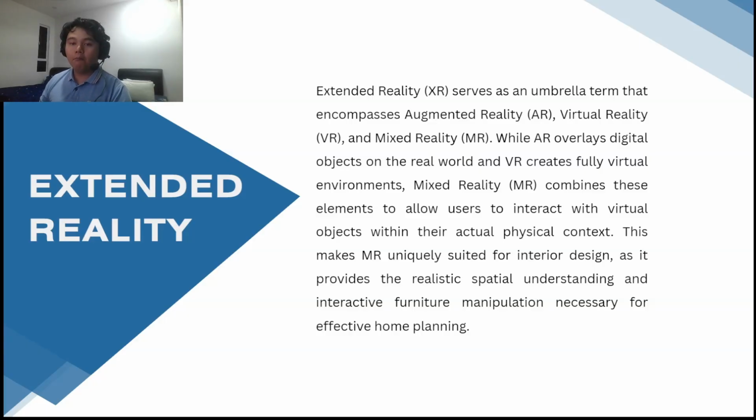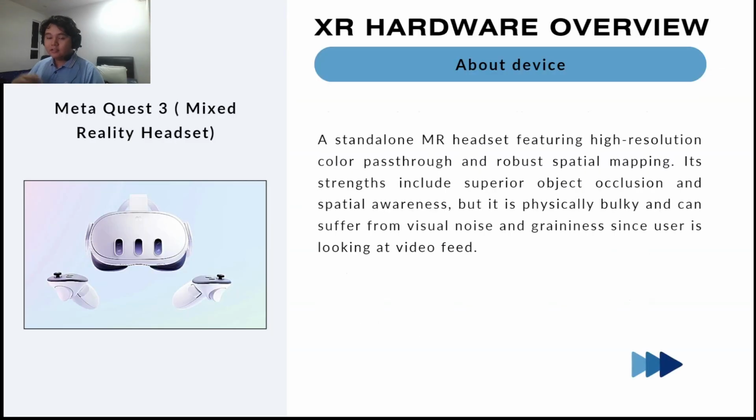for effective home planning. Let us dive deeper and explore different options of XR hardware available in the market for consumer use. So firstly, we have the Meta Quest 3, developed by Facebook, aka Meta, a standalone MR headset featuring high-resolution color pass-through and robust spatial mapping. Its strength includes superior object occlusion and spatial awareness, but it is physically bulky and can suffer from visual noise and graininess since user is looking at a video feed.